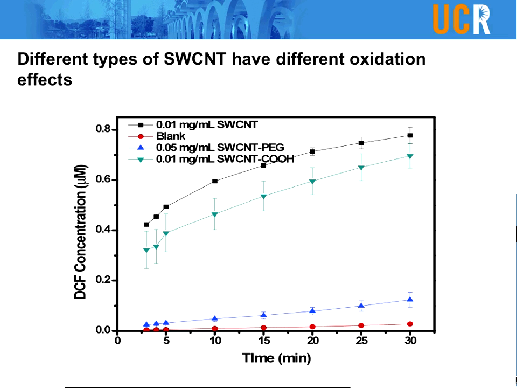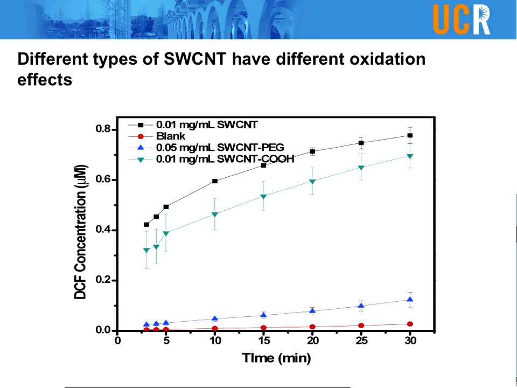We find all these nanotubes can oxidize DCFH to a certain level, especially the unmodified one, which is indicated by the blue line, and the carboxylated carbon nanotube is the black line. These two can actually, the original DCFH concentration here is 1 micromolar, oxidize almost 80% of the DCFH we put into the solution and we observe fluorescence.